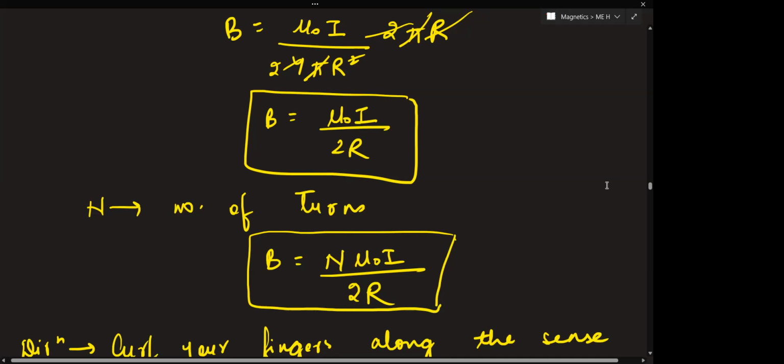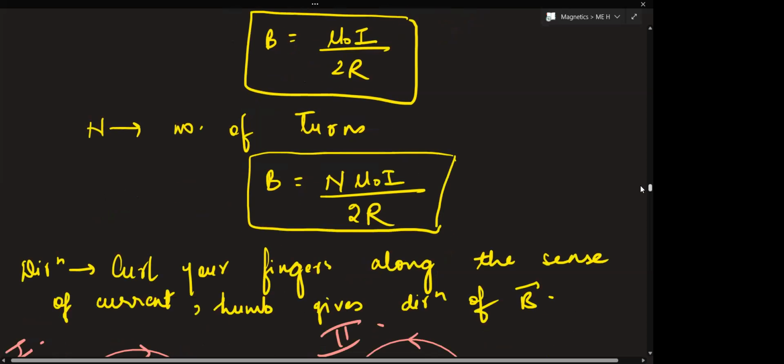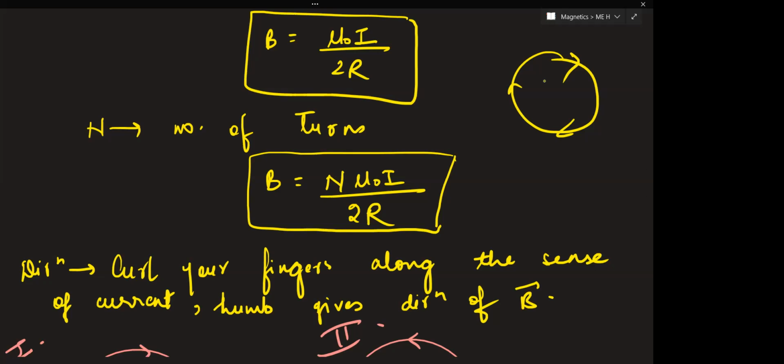Regarding the direction, it is very easy. The direction for circular figures is easier than for those length elements. You just have to curl your fingers in the direction the current is moving. For example, if this is a circle and current is moving like this, clockwise, curl your fingers like this. If you curl your fingers along the direction of current, the thumb will lead into the page. So that's how you can see the direction.